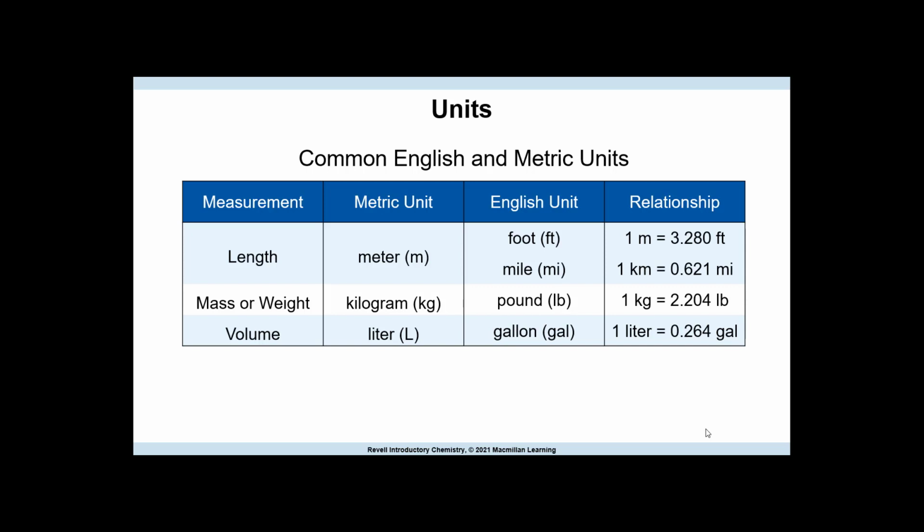Mass or weight, metric is kilogram, and we tend to use pounds. And 1 kilogram is equal to a little over 2 pounds. And volume, metric system uses liters, and we use gallons. So you think of milk, a gallon of milk, and so forth. So 1 liter is 0.264 gallon.